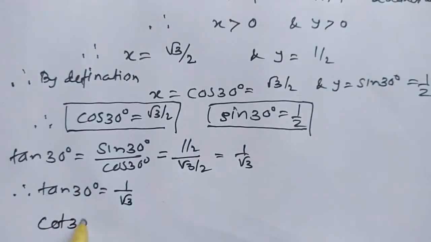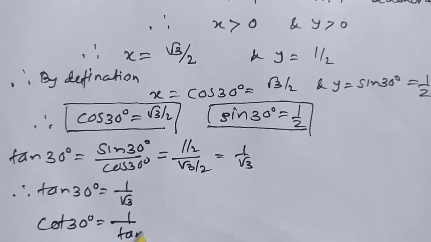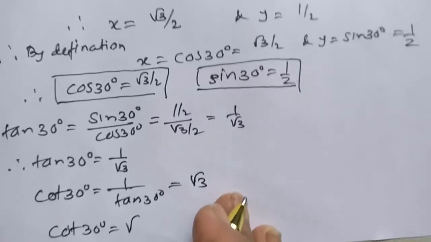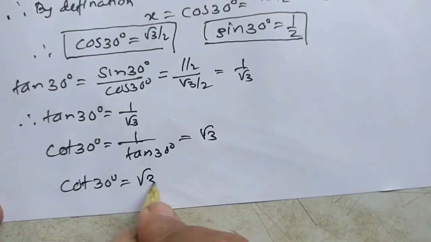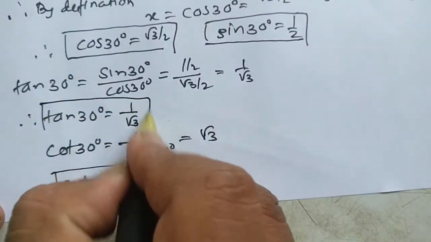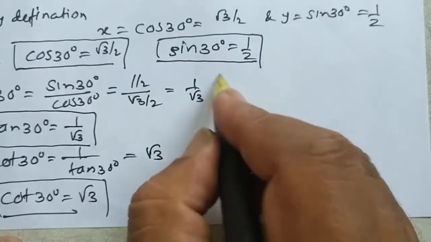Cot of 30 degree is the reciprocal of tan of 30 degree. So it is the reciprocal of 1 upon root 3, which is root 3. So cot of 30 degree is root 3. Tan 30 degree is 1 upon root 3.